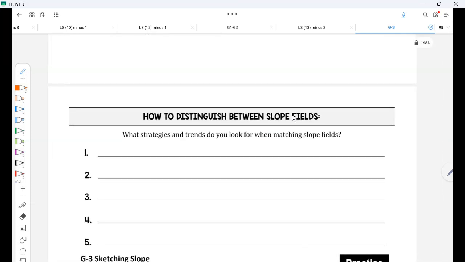Strategies for slope fields. Things that you can do: set x equal to 0 and look at the y-axis. Set y equal to 0 and look at the x-axis. What's happening when you do that? Because that should then be mirrored on those axes.